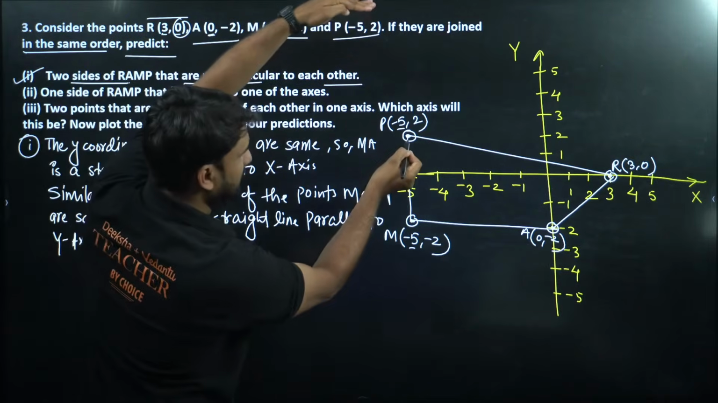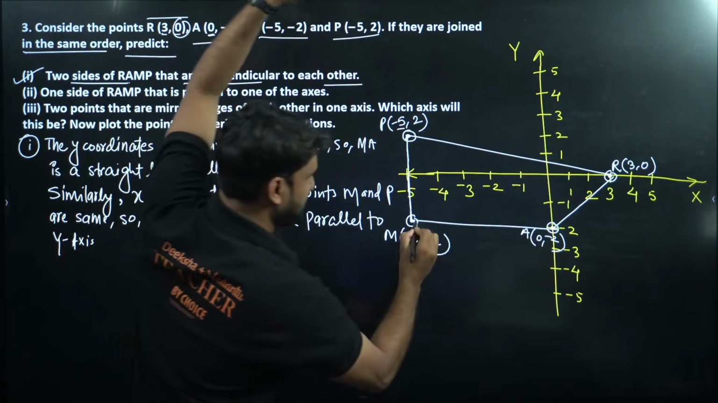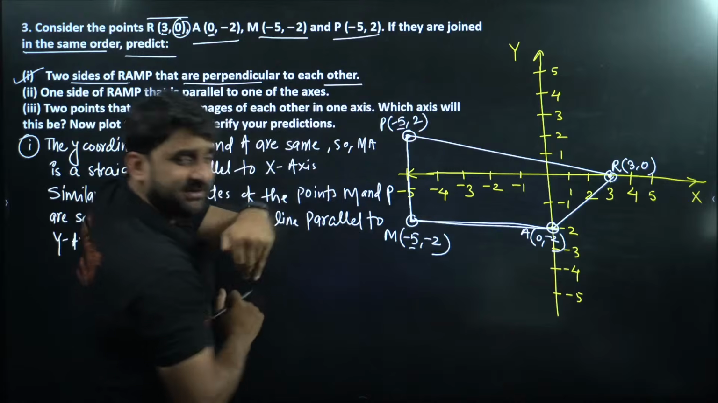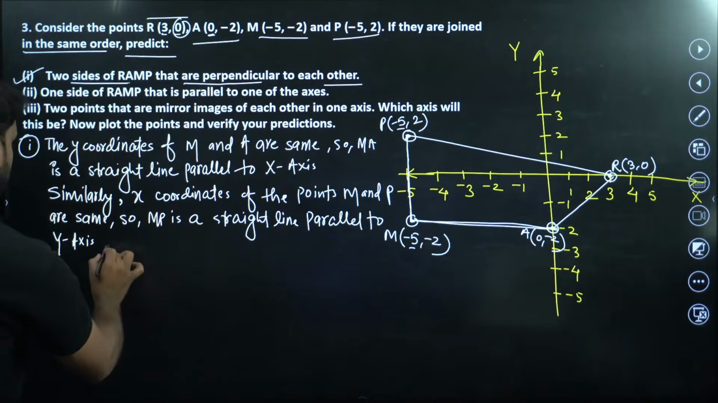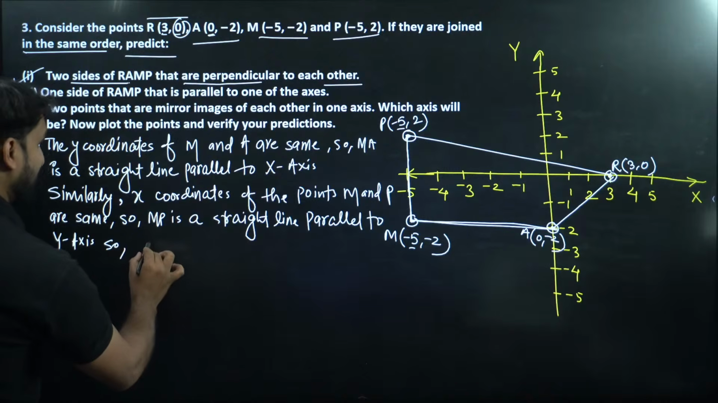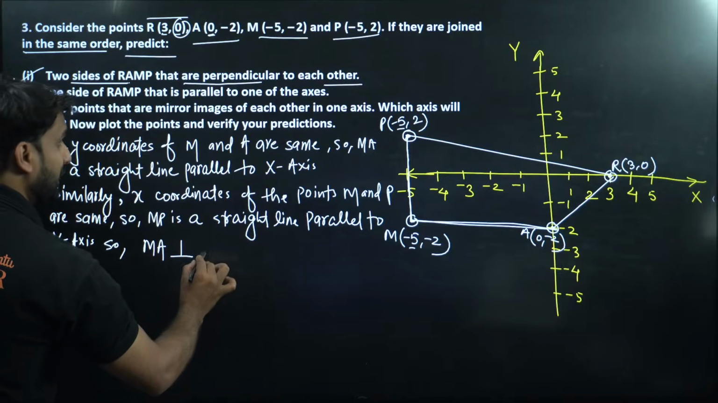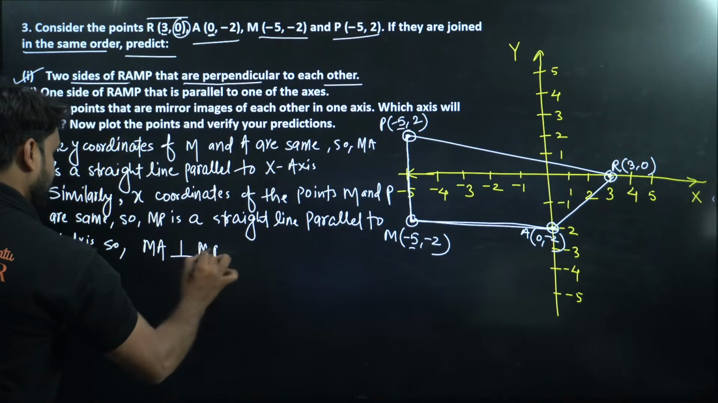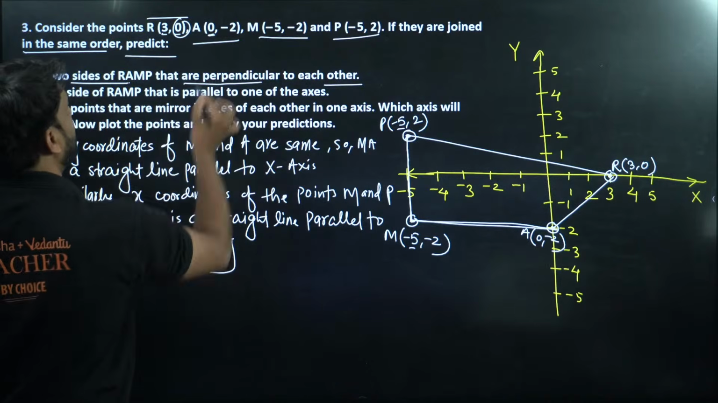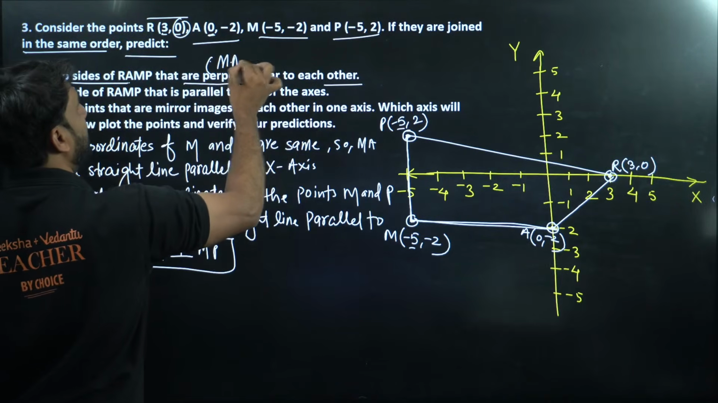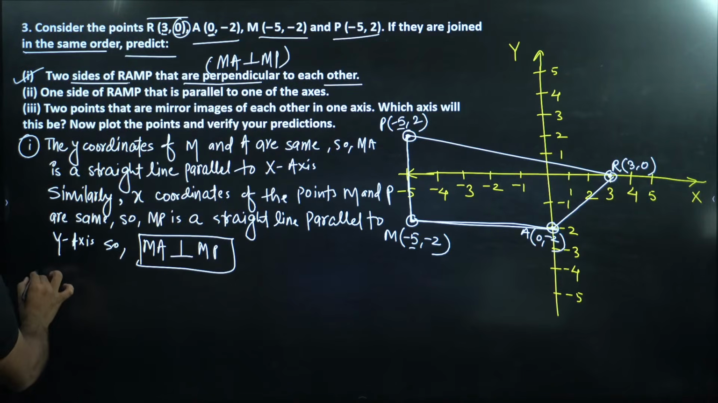This line is parallel to the y-axis and this line is parallel to the x-axis. So it indicates that these two lines will be perpendicular to each other. So we can write here MA is perpendicular to MP. So MA and MP, two lines here, are perpendicular to each other. MA perpendicular to MP. Now moving to the second question.